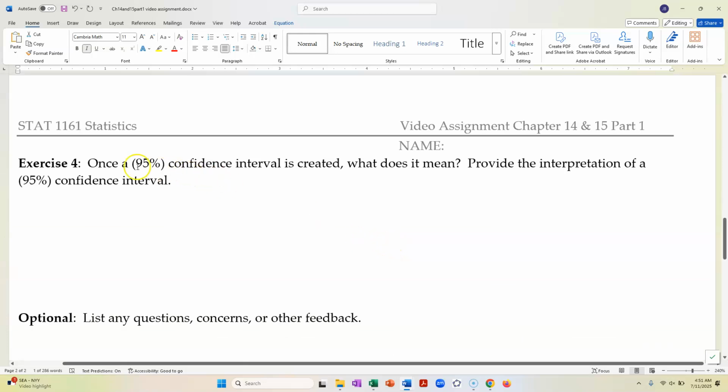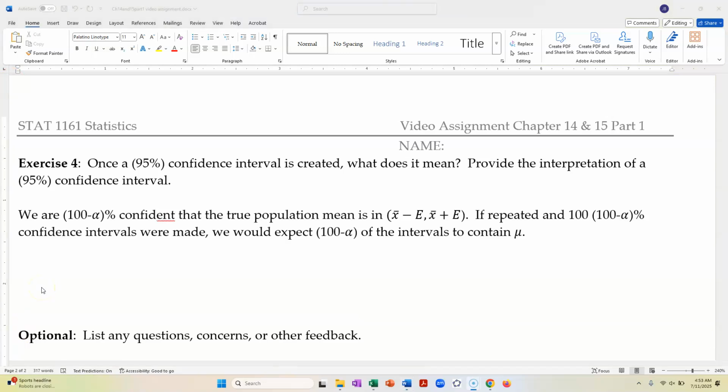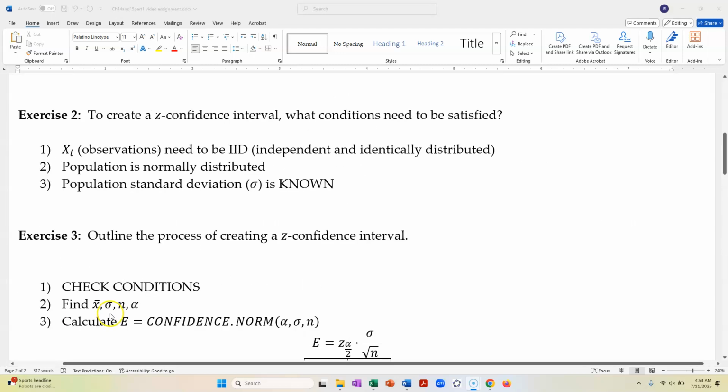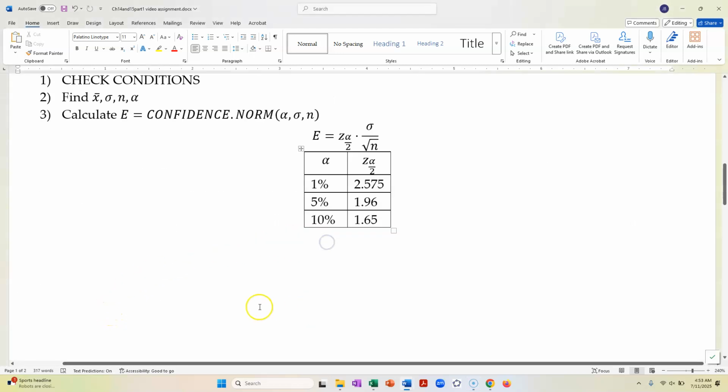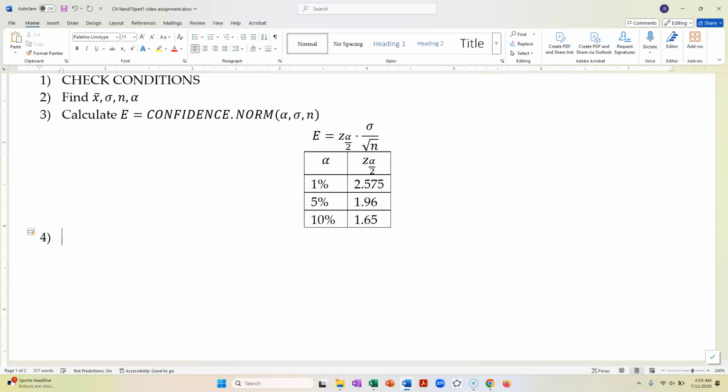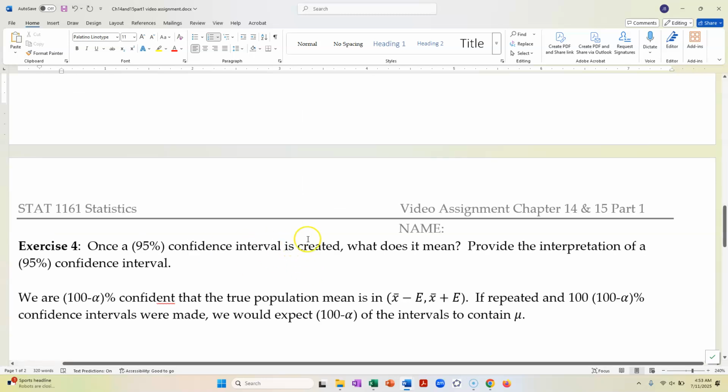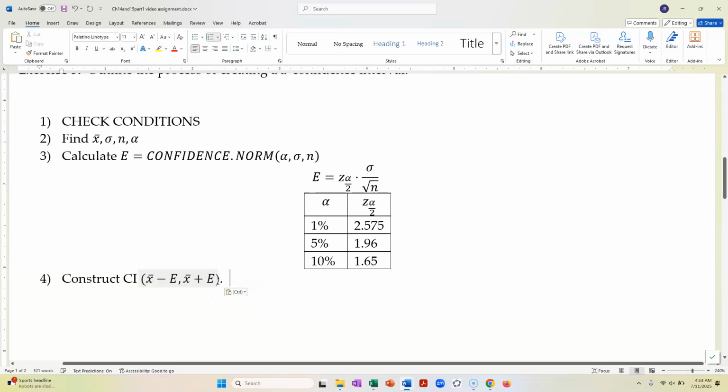And I think there's one more question. Let's see. Once a 95% confidence interval is created, what does it mean? Okay, so that's the interpretation piece. And we know that the interpretation is we are 100 minus alpha percent confident that the true population mean is in the confidence interval we made, x bar minus E, x bar plus E. Oh, I should actually maybe add that. Check, calculate E, and then we should always say construct CI, confidence interval, and put that there. Okay.